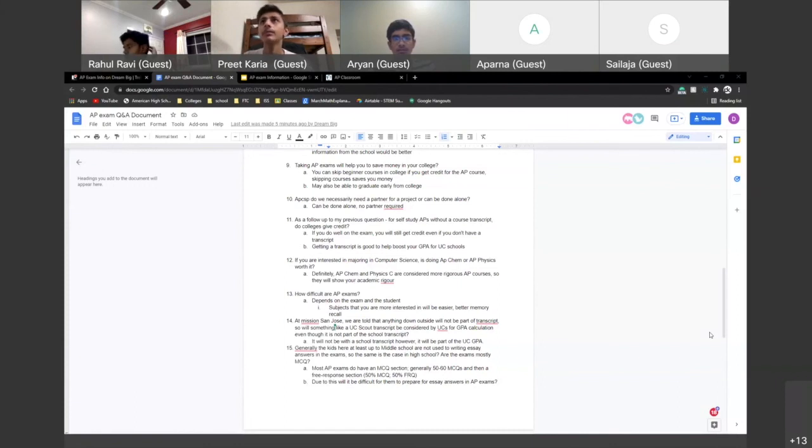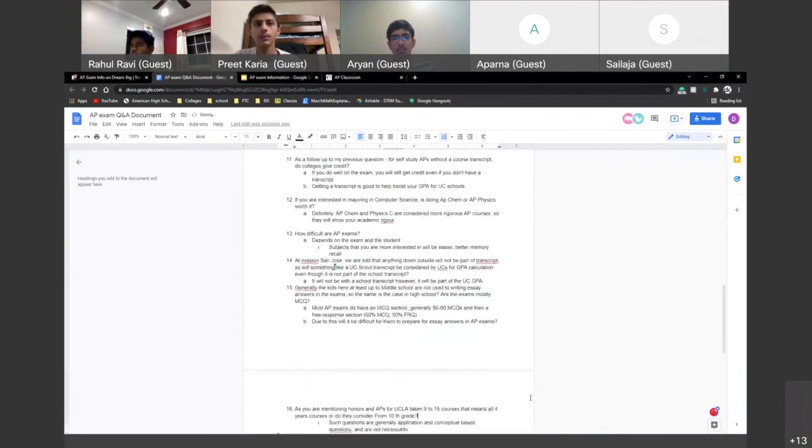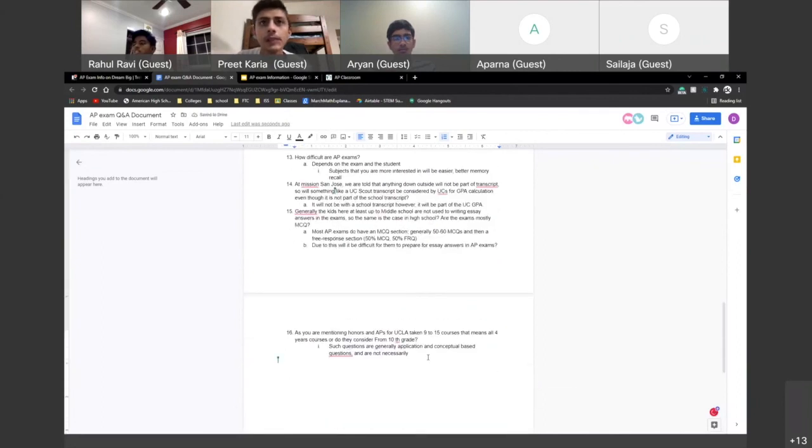It's a good question. As you're mentioning honors and AP courses for UCLA around 9 to 15, is that all 4 years or just from 10th grade? So the 9 to 15 number is referring from 9th grade all the way to 12th grade. However, when UC calculates their GPA, they only take 10th and 11th into consideration. But the statistics they're releasing about the 9 to 15 honors courses are in reference to courses that students are taking from their freshman year all the way to their senior year. But once again, their GPA calculation only takes into account their courses or transcript scores from 10th and 11th grade. And hopefully that answers your question.